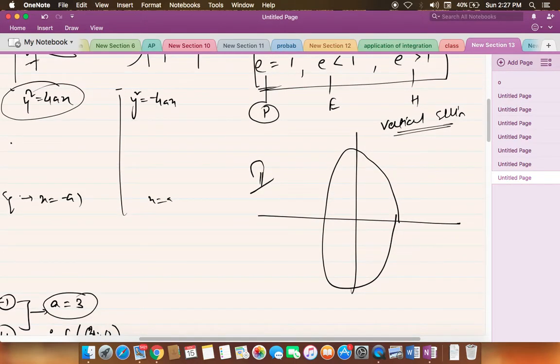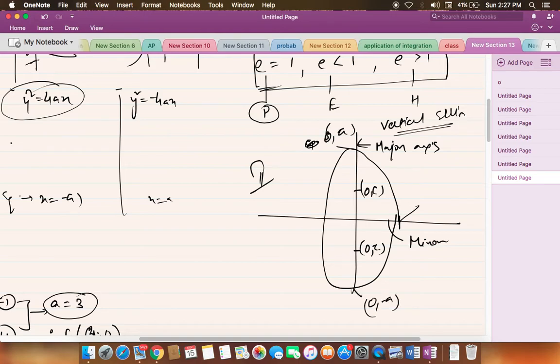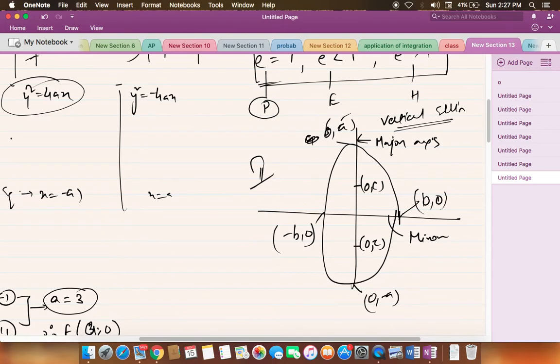Similarly here, you'll have two foci. This is your major axis, this is your minor axis. This is your point 0 comma c, and 0 comma minus c. All the notations stay the same. The major axis will always be 0 comma a. Some books have a different notation, but don't worry. The concept should be clear. Some people write b and a here, but every time choose the major axis as a.